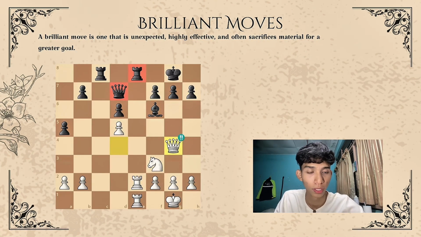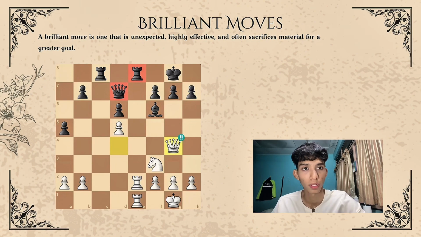Okay, for the brilliant move, a brilliant move is one that is unexpected, highly effective and often sacrifices material for a greater goal. Okay, in this diagram, the white queen sacrifices herself by moving to G4 to threaten the black queen. However, the main purpose of this move is to divert the black queen from protecting the black rook on E8.